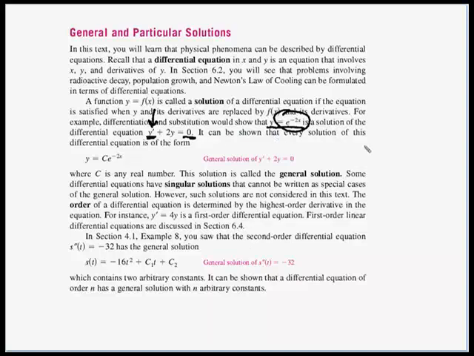It can be shown that every solution of this differential equation is in the form y equals c, some constant, e to the negative 2x, where c is any real number. This solution is called the general solution. Some differential equations have singular solutions that cannot be written as special cases of the general solution. Such solutions are not going to be part of this text.